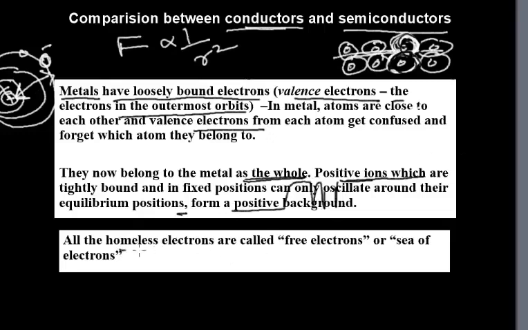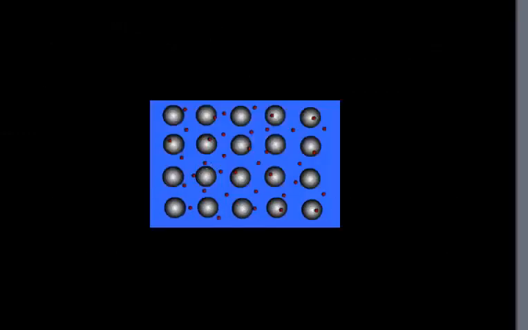Now, the homeless electrons, the electrons we were talking about, which get confused and start revolving in any other orbit, are called free electrons or sea of electrons, and they are homeless. So we'll use the term free electrons or sea of electrons. So this is the sea of electrons. These are the atoms and these are the electrons. These are the positive ions, we can say, and electrons can revolve here and there throughout the metal.